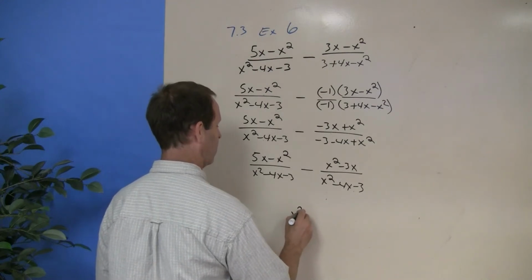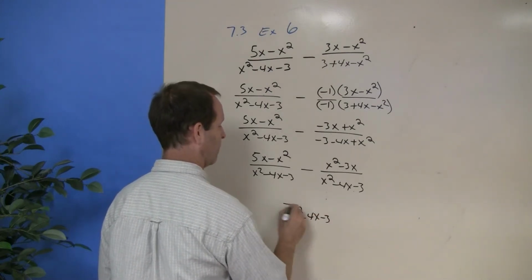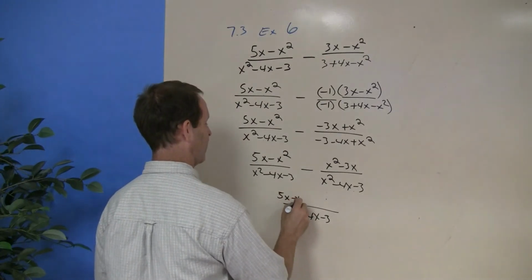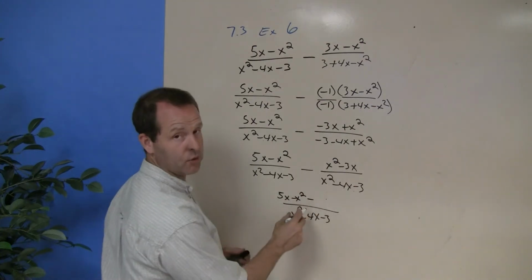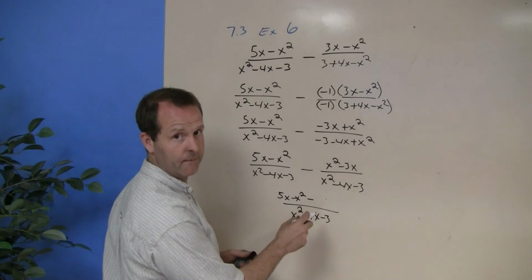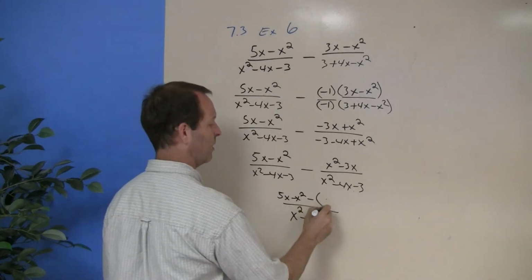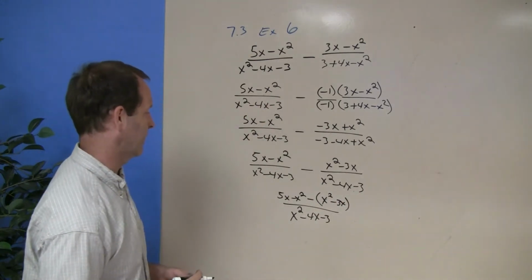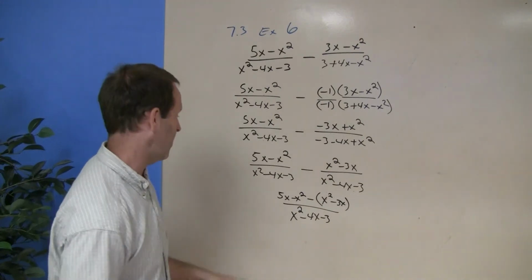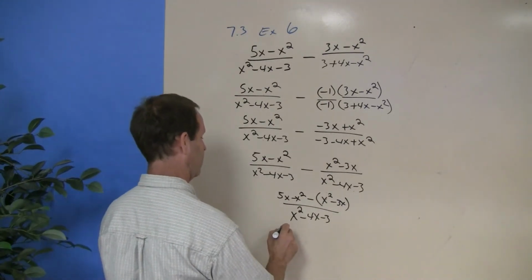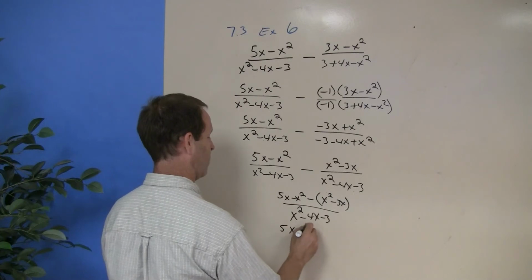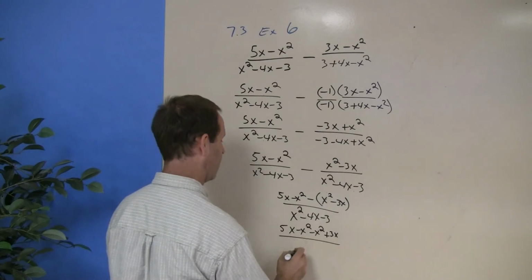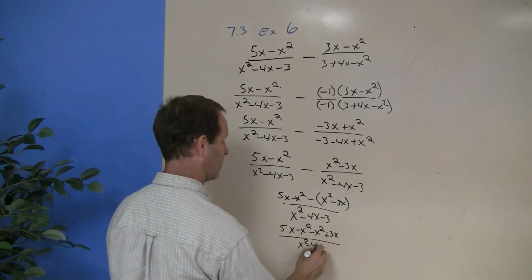Common denominator is x squared minus 4x minus the 3. The top I have 5x minus x squared minus, and remember when I subtract, subtract the entire side. So I'm going to put parentheses around it, x squared minus 3x. Alright. I'm going to go this direction because I can go down one more spot. 5x minus x squared plus a 3x all over denominator, same stuff, x squared minus 4x minus a 3.